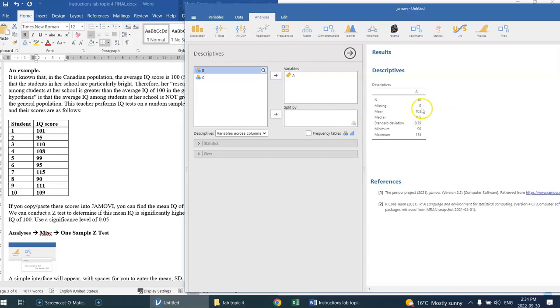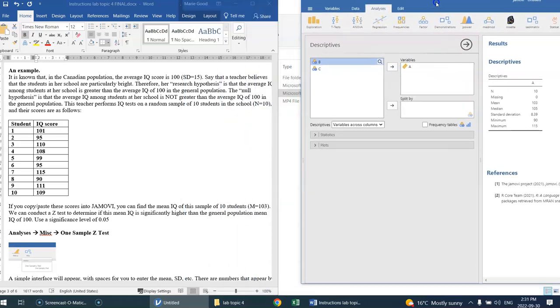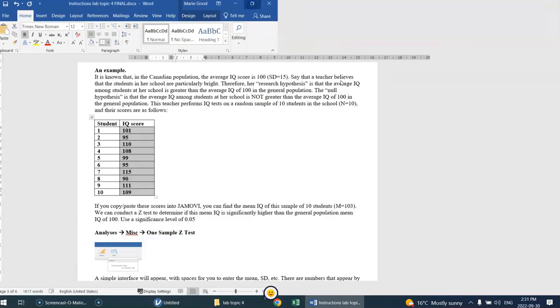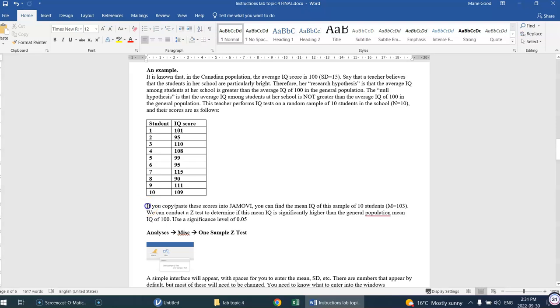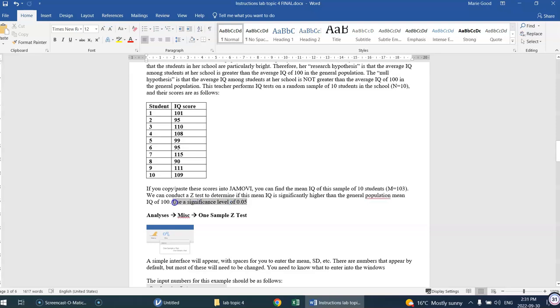And we find the mean is 103. Okay, so the mean IQ for those 10 students is 103. And that's what we have done. We can conduct a Z-test to determine if this mean IQ is significantly higher than the general population mean IQ of 100. And we're told we are going to use a significance level, or alpha, of 0.05.